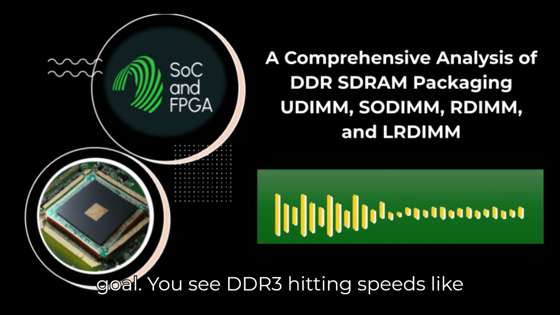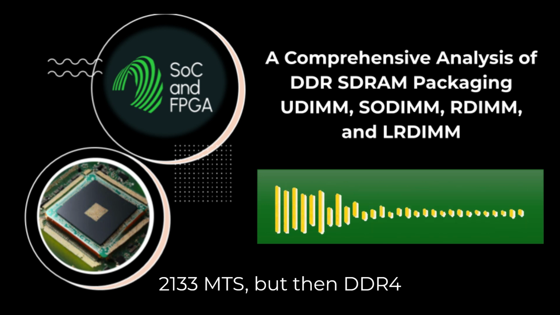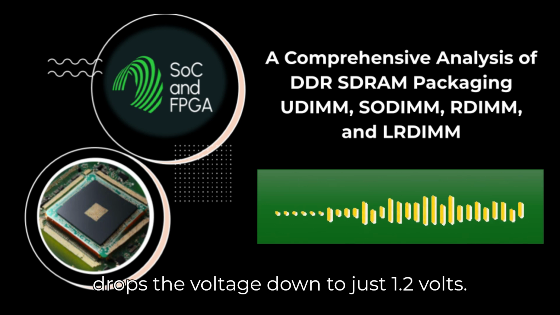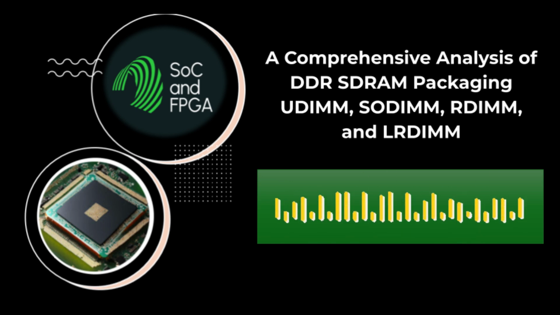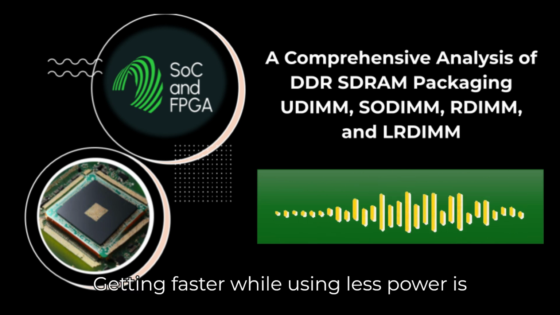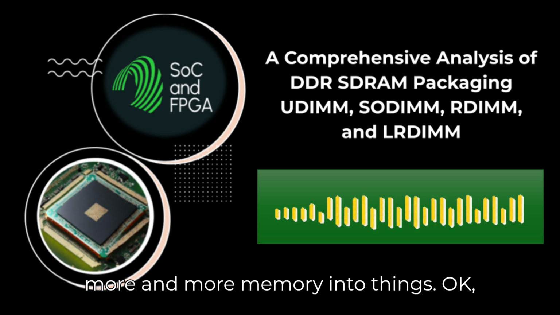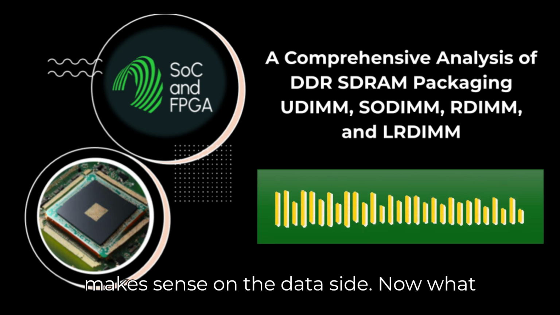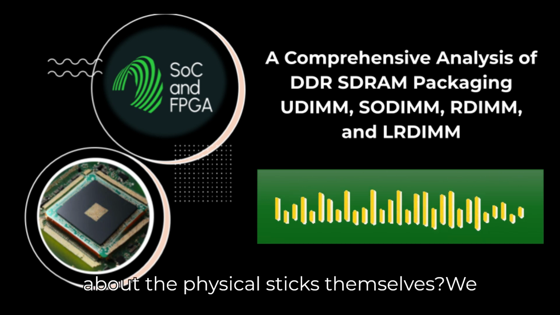Oh, definitely. That's been the constant goal. You see DDR3 hitting speeds like 2133 MT/s, but then DDR4 drops the voltage down to just 1.2 volts. Getting faster while using less power is crucial, especially when we're cramming more and more memory into things. Okay, makes sense on the data side. Now, what about the physical sticks themselves?